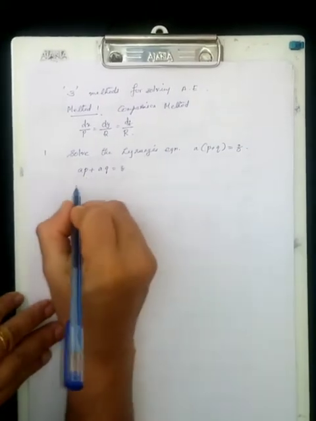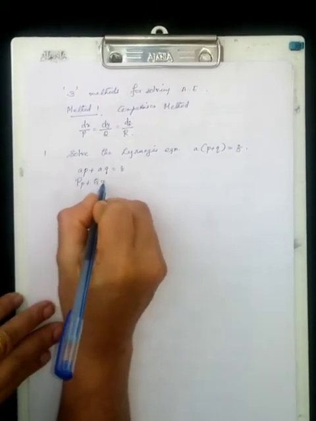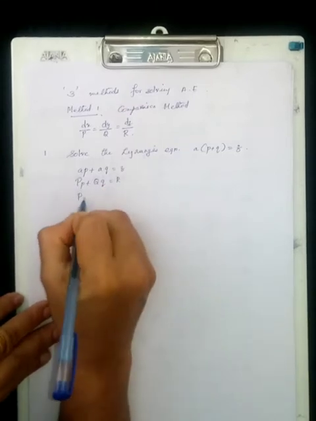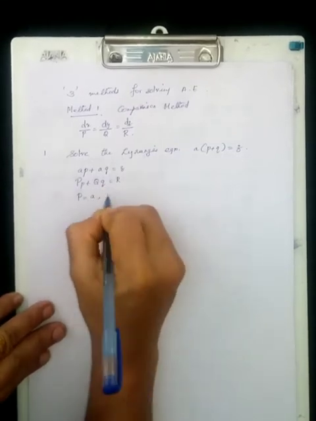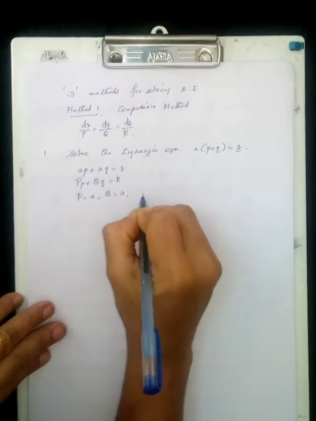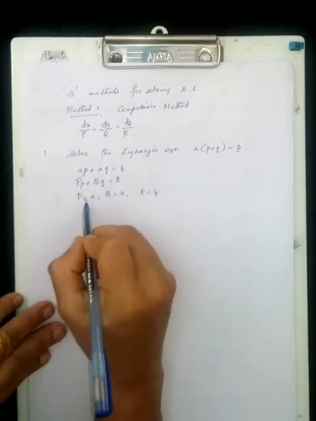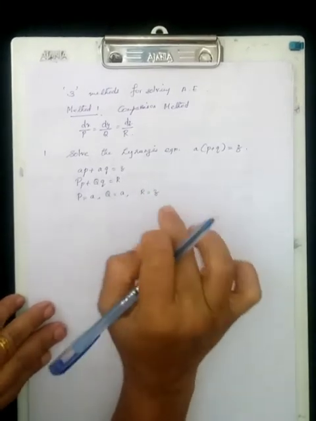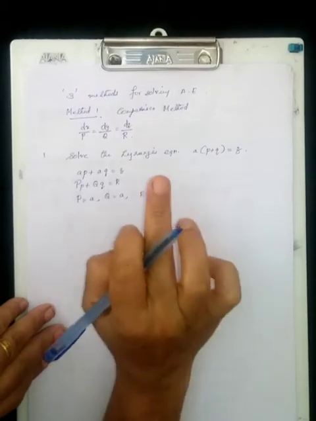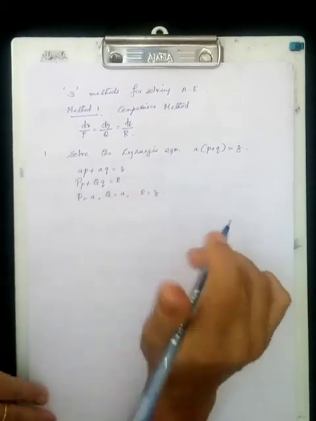So comparing with the equation Pp plus Qq equal to R, we can see that capital P is equal to small a, capital Q equal to small a, and capital R equal to z. Here P and Q are constants, but R is a function of z only, not a function of x, y, z. This is the simplest one.